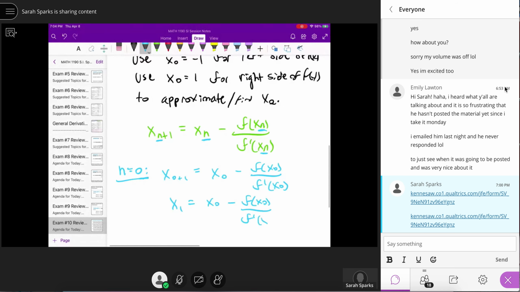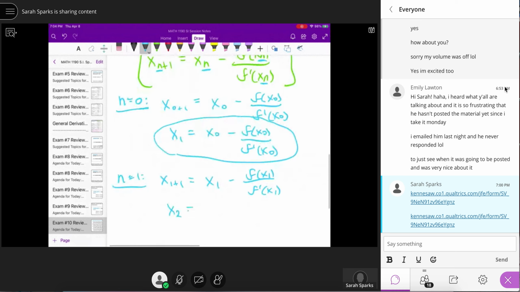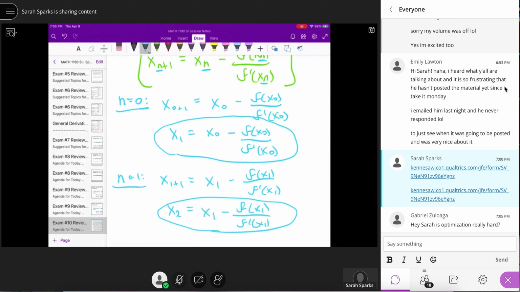Let's circle this because we will need it. And then let's see what this formula looks like with n equal to 1. We have x sub 1 plus 1 is equal to x1 minus f of x1 over f prime of x1, so x2 is equal to x1 minus f of x1 over f prime of x1. Do you guys see any similarities?